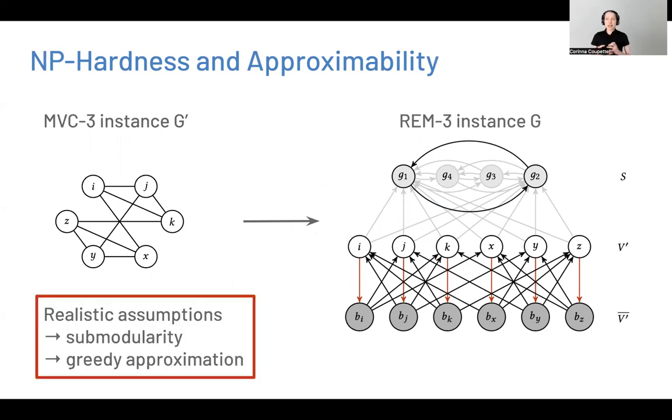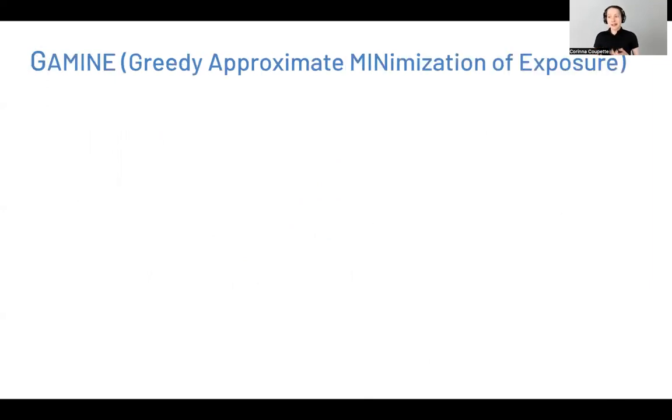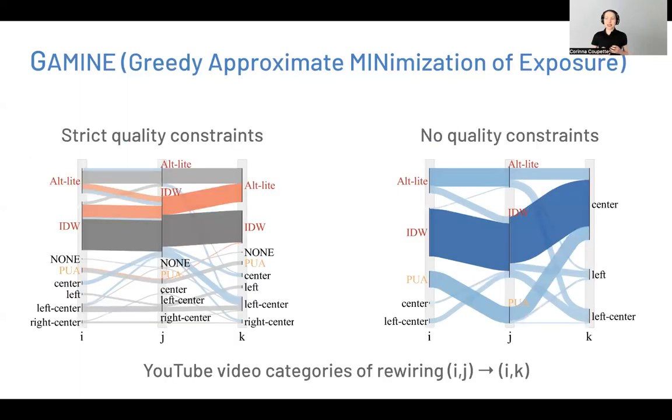However, we also show that under realistic assumptions, the maximization version of REM becomes submodular, such that the greedy method yields a 1 minus 1 over e approximation. Based on our theoretical insights, we introduce Gamin, a fast, greedy algorithm that can reduce the exposure to harmful content with or without quality constraints on recommendations.